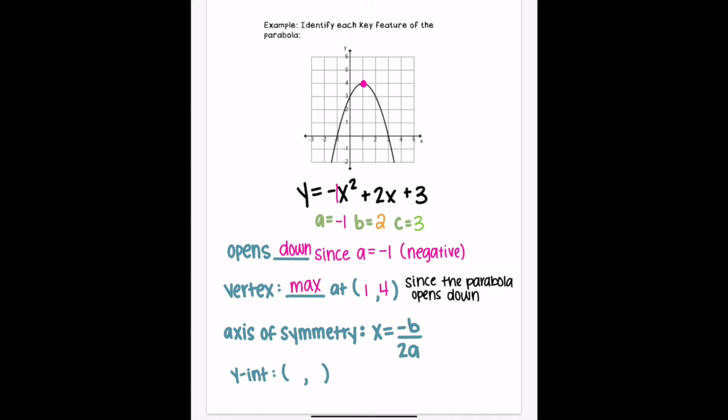Okay, our axis of symmetry. From the graph, we can see the vertical line that goes through the vertex is at x equals 1 again. But if we didn't have the graph and we just had to use the formula, it would be negative b over 2a. So negative b would be negative 2 over 2 times a is negative 1. So that would be negative 2 over negative 2, which is 1.